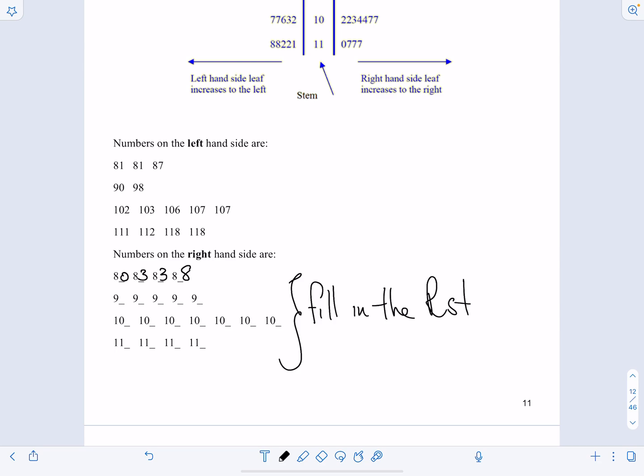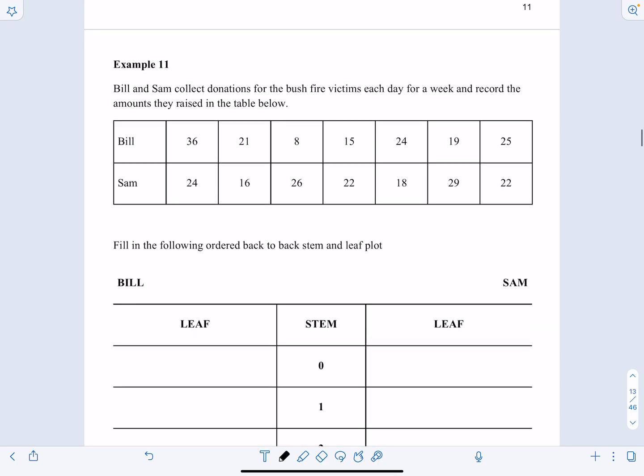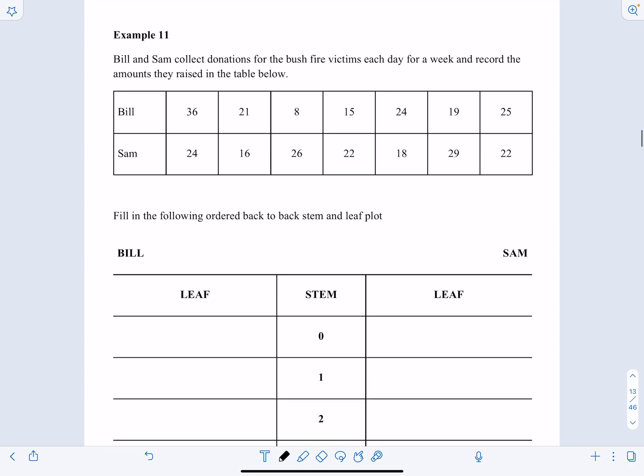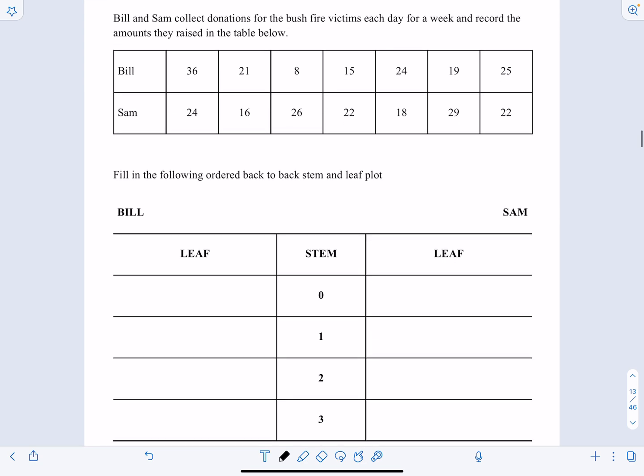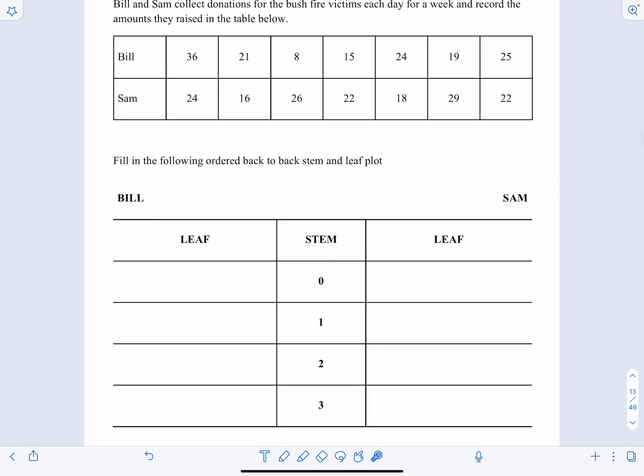Okay, so let's go to page 12. Page 12 has given you two sets of data, and they want you to put this in a back-to-back stem and leaf. So Bill's on this side, Sam's on this side. They've already put the stems in for us, which is great. It's just a matter of you filling it in.